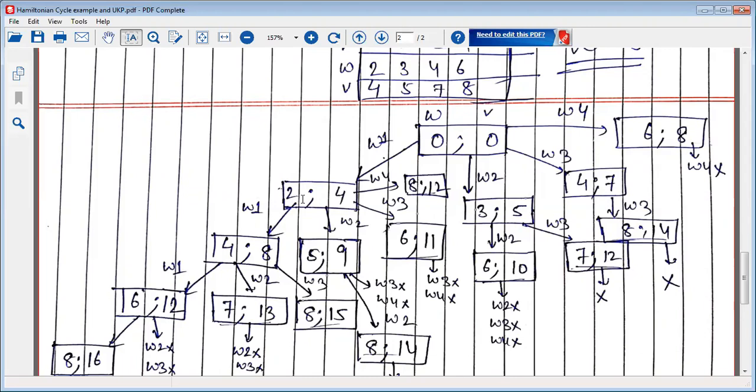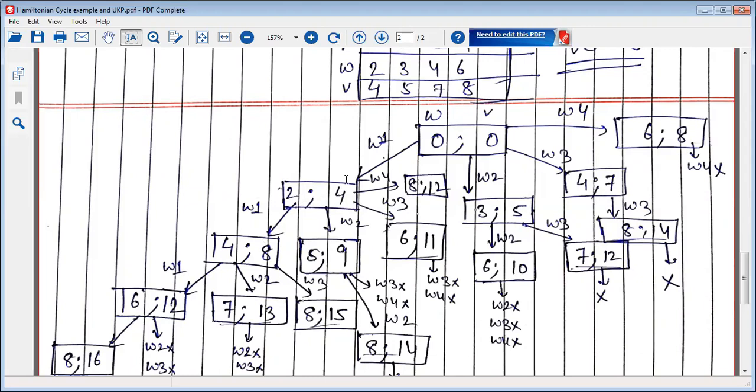So 3 is less than or equal to 6. Therefore, I can select W2. Similarly, the weight of the third article is 4, so I can select that, and the weight of the fourth article is 6. So 6 is less than or equal to 6. So yes, I can select that article.